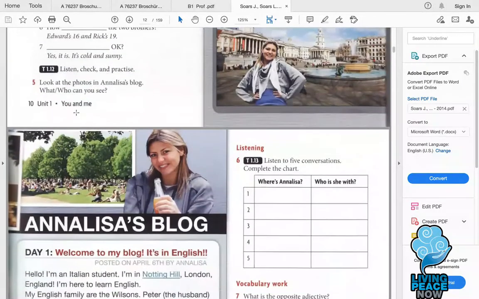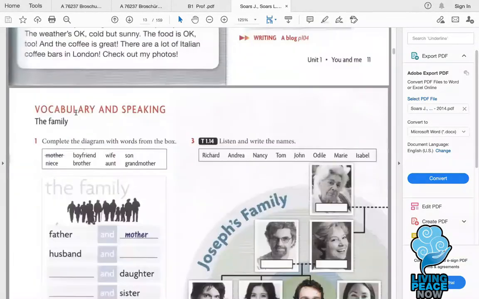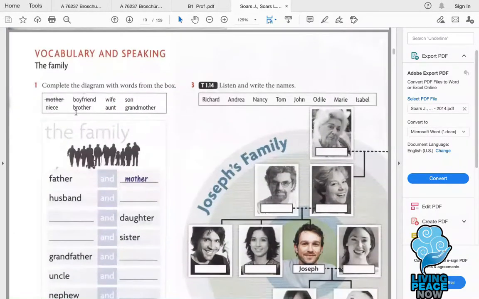Last time we were doing the blog of Annalisa, and today we're going to speak about family. So it's going to be vocabulary, speaking and listening, and all about connections with the family and family members.